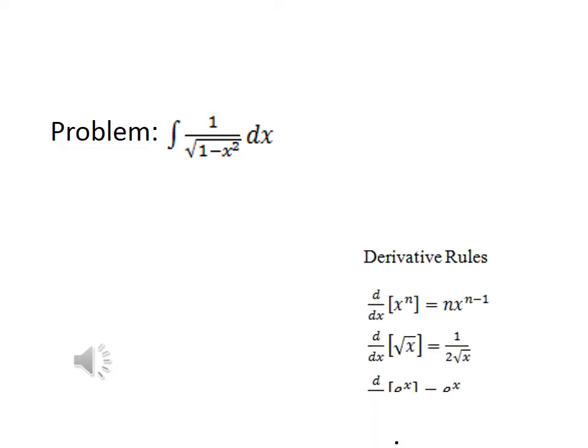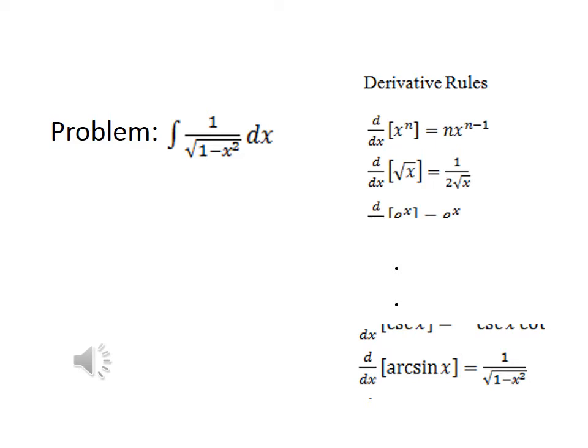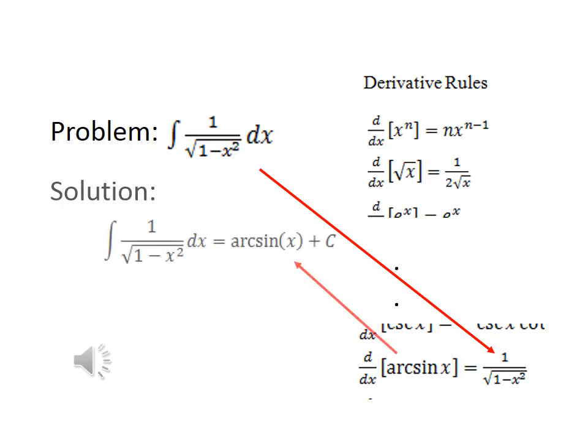Let's do another one. Consider the problem, the antiderivative of 1 over the square root of the quantity 1 minus x squared dx. Our solution method is exactly the same. We scan down the derivative rules, looking for an exact match for our integrand. And we find one. Towards the bottom of the page, we have the derivative of arcsine x is 1 over the square root of quantity 1 minus x squared. So we can immediately write our solution. The antiderivative of 1 over square root quantity 1 minus x squared dx equals the arcsine of x plus c.